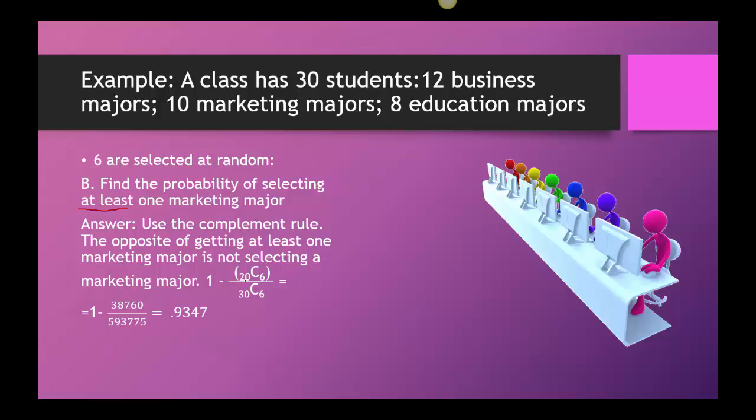Okay, so I'm not trying to pick a marketing major. I'm doing the opposite, which is no marketing major. So this is this 20, the 12, and the 8. And I'm going to select 6 still. So 20 choose 6 gave me 38,760. That sample space I had before, I still have it again. Again, you guys are using your calculators to do it how you want to. You can put this in your calculator from here. You can make this a decimal first, whichever is fine. So here I got 1 minus 38,760 over 593,775. It gave me 0.9347, or if you want to, you can say 93.47%.